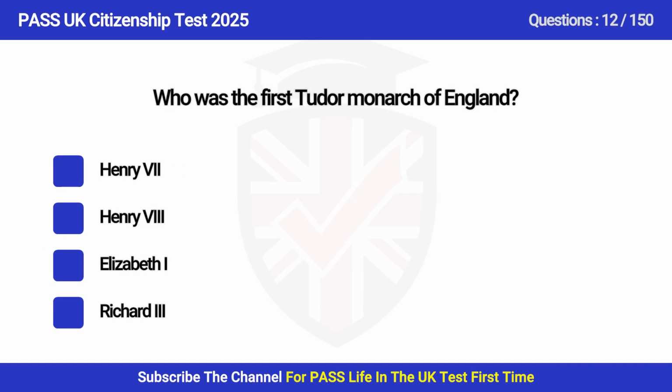Question 12. Who was the first Tudor monarch of England? A. Henry VII, B. Henry VIII, C. Elizabeth I, D. Richard III.